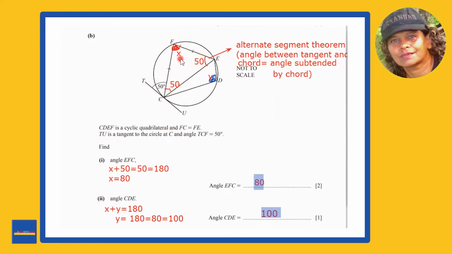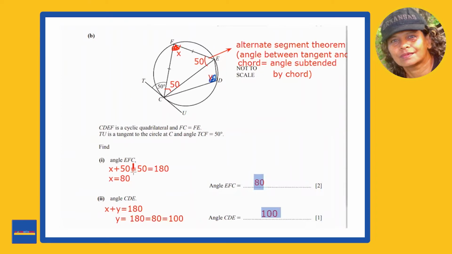If this is 50, this is 50. The missing angle is x. We know that x plus 50 plus 50 is 180 because it's a triangle. Therefore, x is equal to 80. This should be not equals, this should be plus.